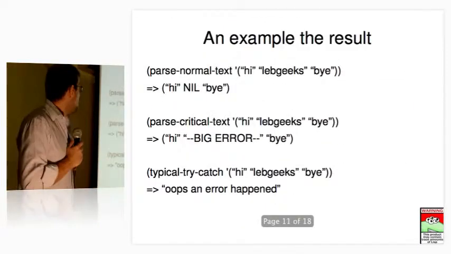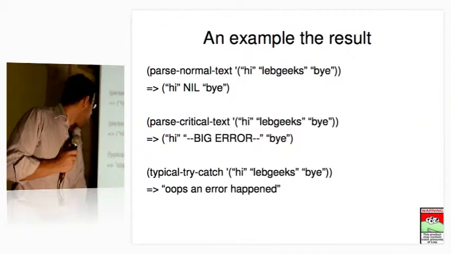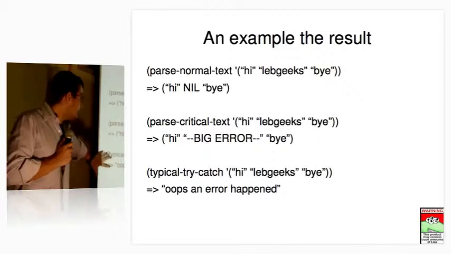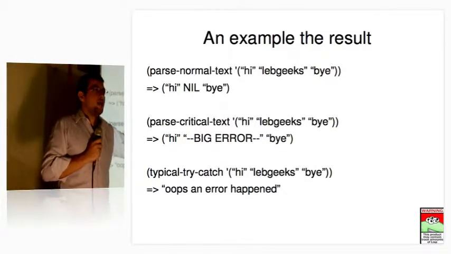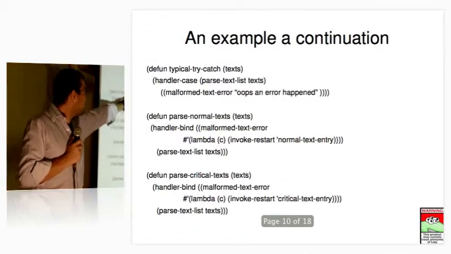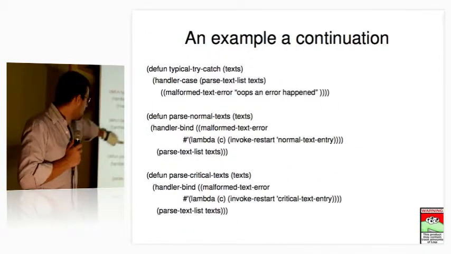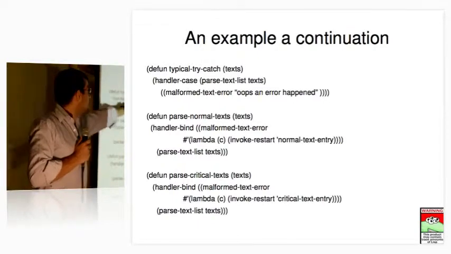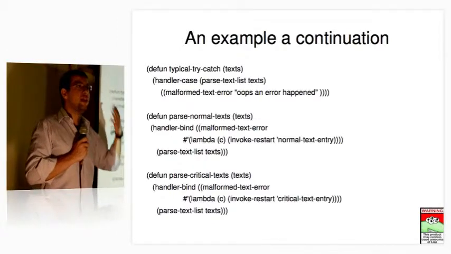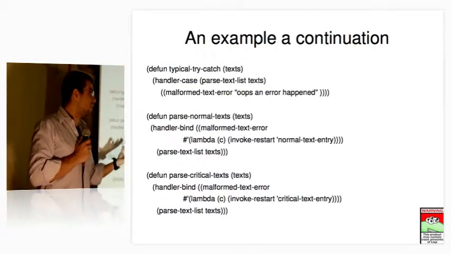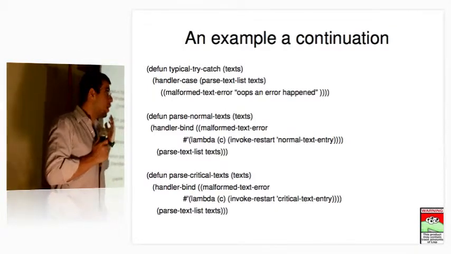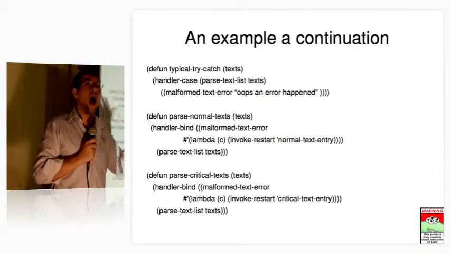And more importantly, if I run the typical try-catch, notice what happens. All the function has died. In the try-catch, even though I'm trying to do the same thing, I'm still calling parse text list, just like I did here. But I still have killed all the results of parse text list. I cannot maintain the context of that particular function. What happens in your normal try-catch is that the stack is rewound. You lose that function. You simply go out of it.